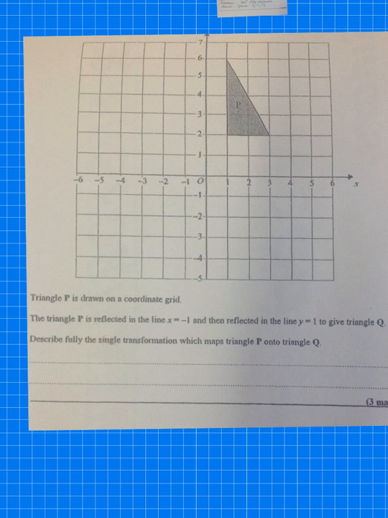Okay, so let's do one thing at a time. P is reflected in the line x equals minus 1. So x lines go up and down as we know, so we're going to draw a line in here. Then the shape's going to be somewhere over here. And then we're going to reflect it again in the line y equals 1, and y lines go across. So it's going to be reflected in this line to come down here. And then finally we're going to work out how this shape has got from here to here. So we'll do this now. I'll show you the answer for that.